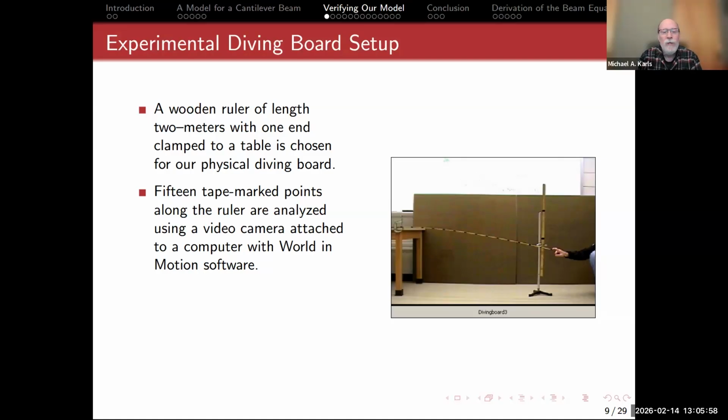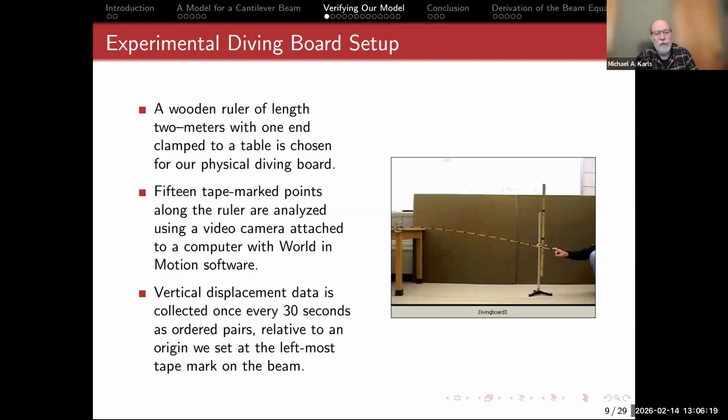And then what we did is we filmed this with a video camera and then we analyzed it with, at the time we did this, World in Motion software. That morphed into Tracker. So Tracker used to be called World in Motion software. That's a physics demonstration software that you can use to look at a video of something and then just look at frames and capture points in the video. And we collected vertical displacement data once every 30 seconds as ordered pairs relative to an origin we set at the leftmost tape mark on the beam.